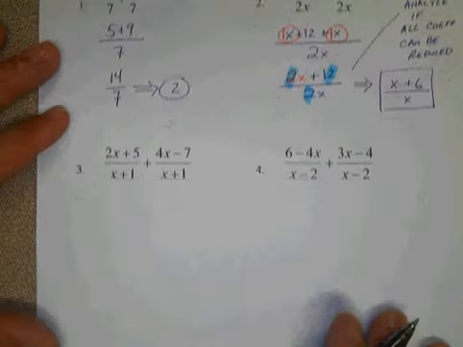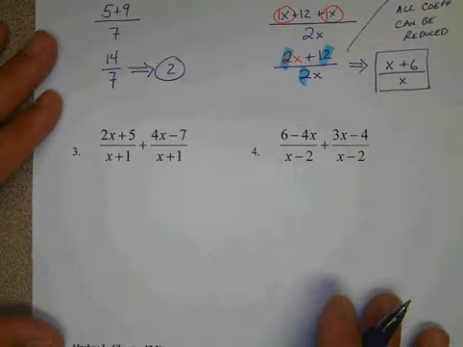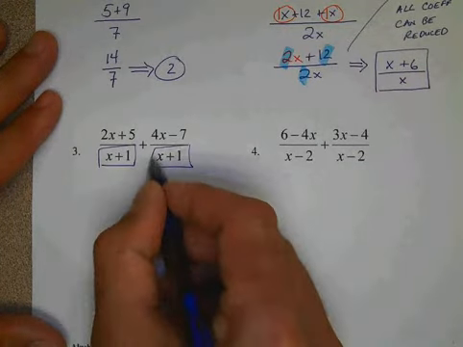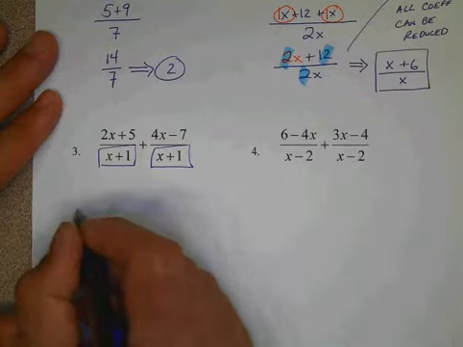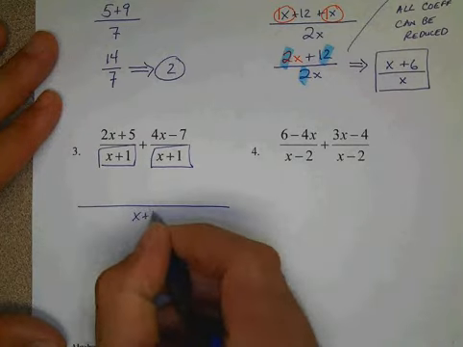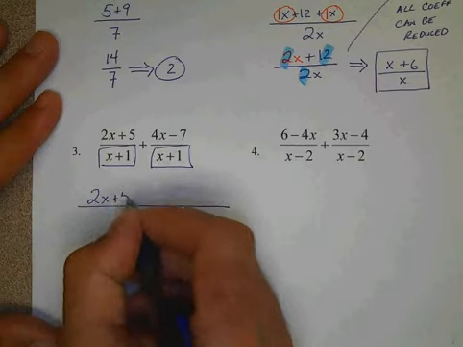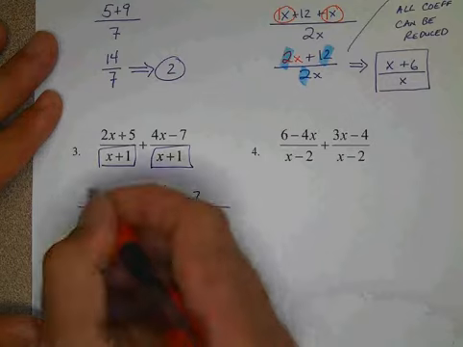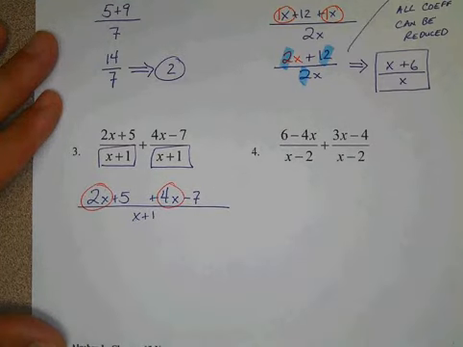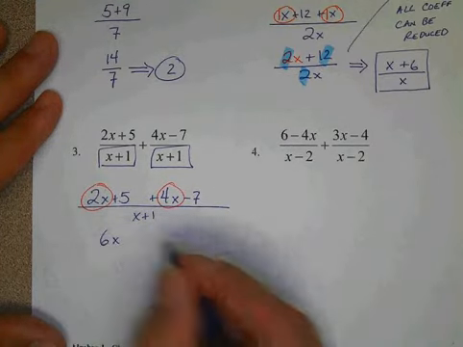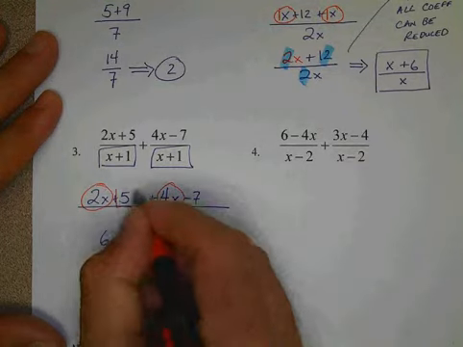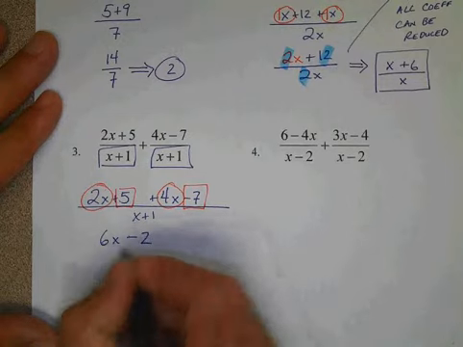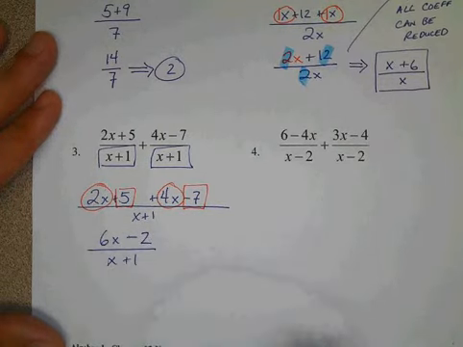Moving down. Once again, we're going to try to combine our like terms. We analyze our denominators, and I see that both of our denominators are the same, so I'm going to rewrite this all with one denominator. On the left I have the 2x plus 5, on the right I have the 4x minus 7. I'm going to circle my like terms, the 2x and the 4x. That gives me 6x. I'm going to box in my other like terms, positive 5 and negative 7. That gives me a minus 2 over x plus 1.